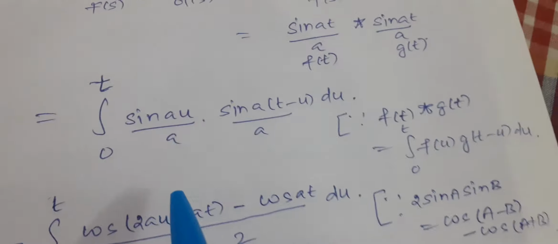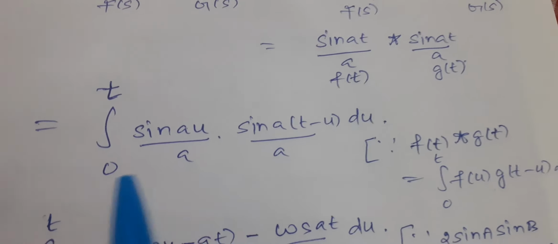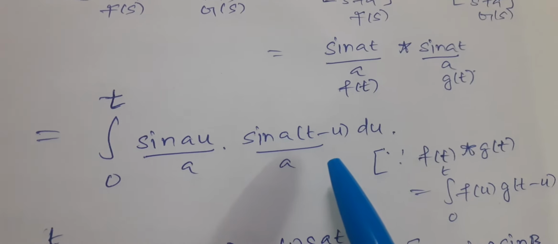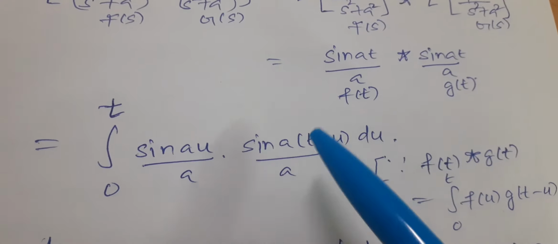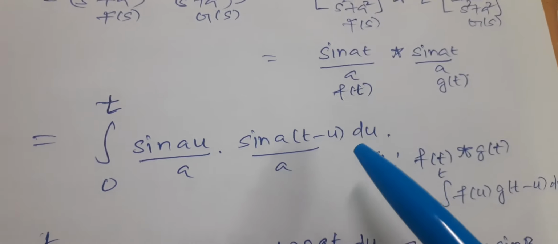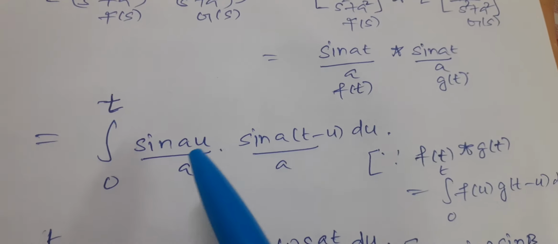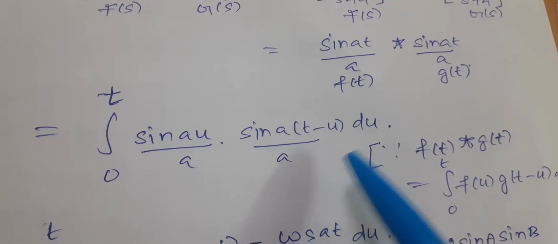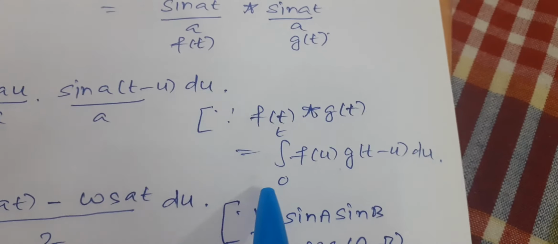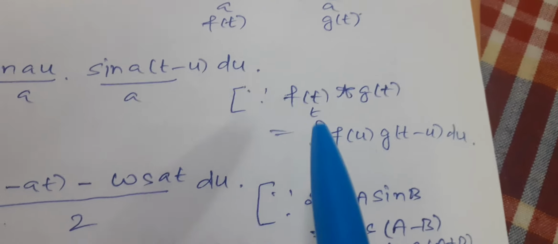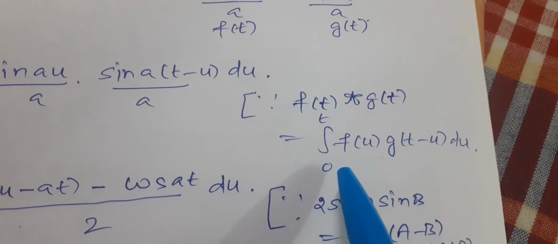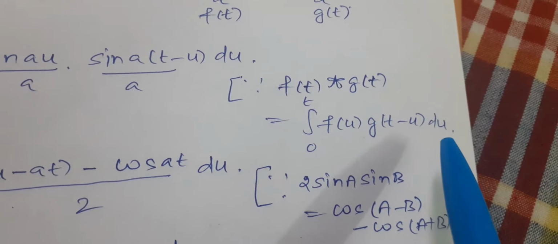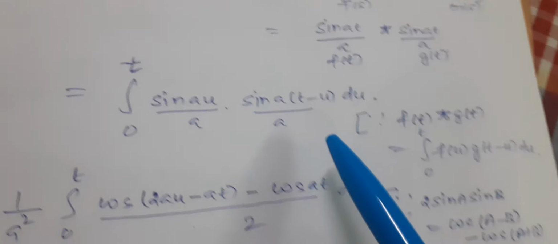Now we are going to apply the convolution definition. Integral 0 to t f of u g of t minus u. In f, t is replaced as u, in g, t is replaced as t minus u. So sin au by a, sin a of t minus u by a into du. This is the definition of convolution of two functions: f of t star g of t is nothing but integral 0 to t f of u g of t minus u into du. This only we are applying here.